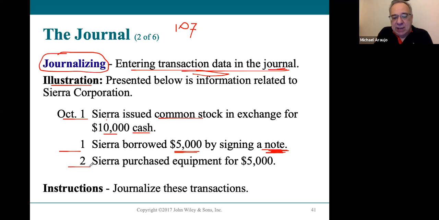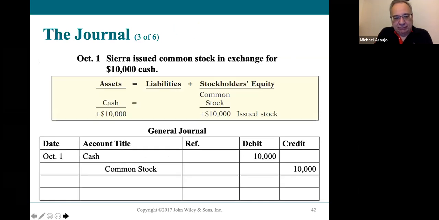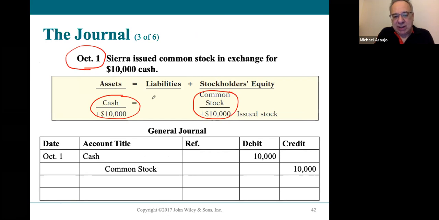And then the Sierra Corporation purchased equipment for cash. We had more equipment, less cash. More equipment is on the debit side, less cash is on the credit side. So how do they look in the journal? Again, this is how we started. This is how we analyze things, up through learning objective 1. We have to apply our debit and credit analysis. Cash increases on the debit side. Common stock is a stockholders' equity account, increases on the credit side.